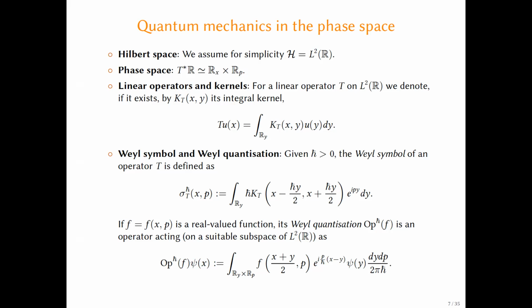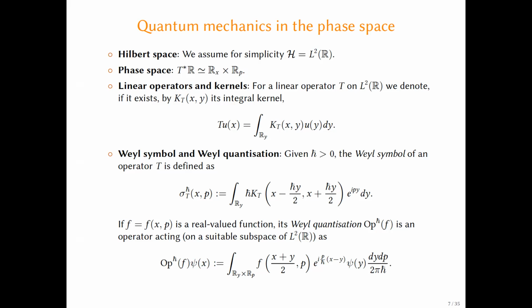Now, in quantum mechanics, observables are operators, self-adjoint operators in that space, and to these operators we can associate, for instance, the integral kernel. Given an operator T, we can associate an integral kernel. And similarly, we can define what is the Weyl symbol of an operator in terms of a sort of translation and partial Fourier transform of the integral kernel.